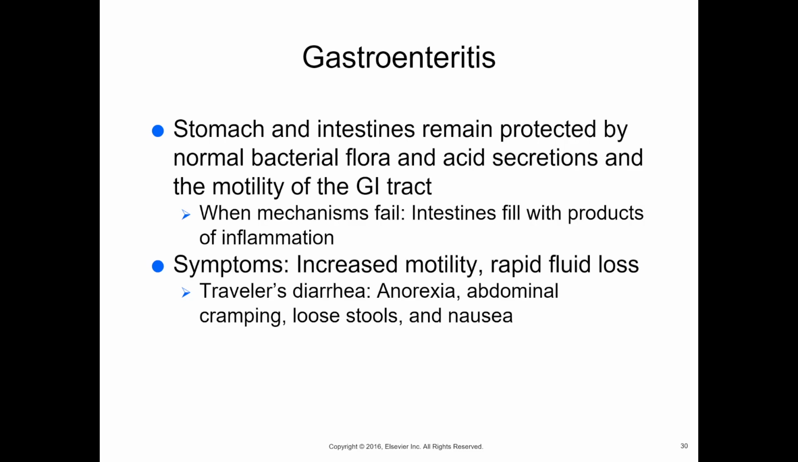Gastroenteritis is just the generic term for inflammation of the lining of the stomach and intestines. You often see a loss of fluid, dehydration, and disruption of electrolyte balances, which is why you see all of the symptoms here.